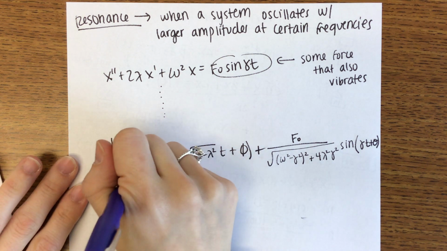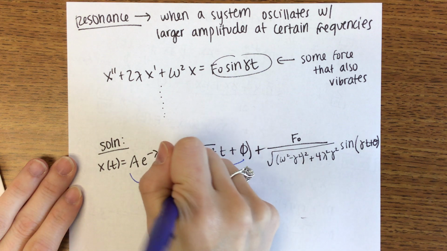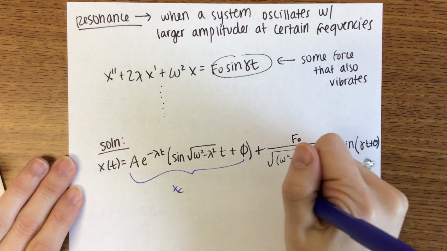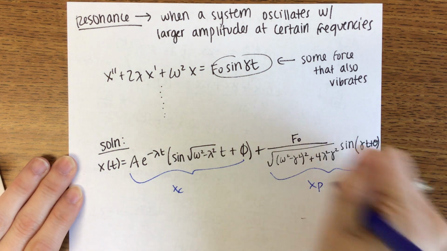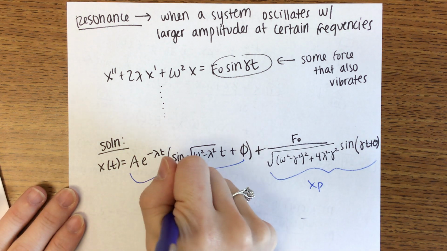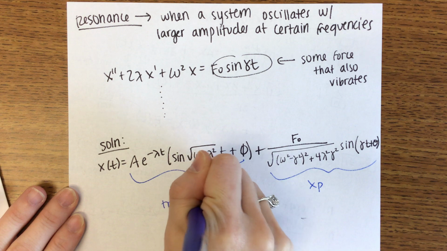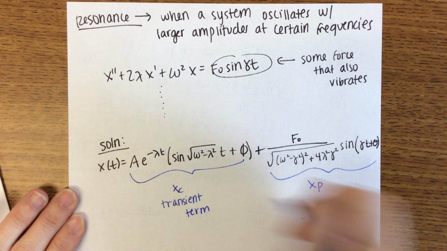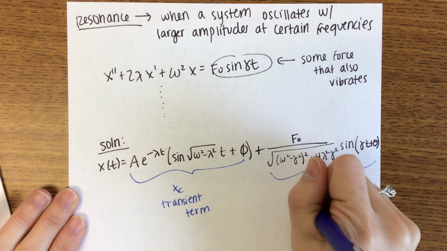This one is the complementary solution. This one is the particular solution. That complementary solution, as you can see, is the transient term. The particular solution is our steady state.